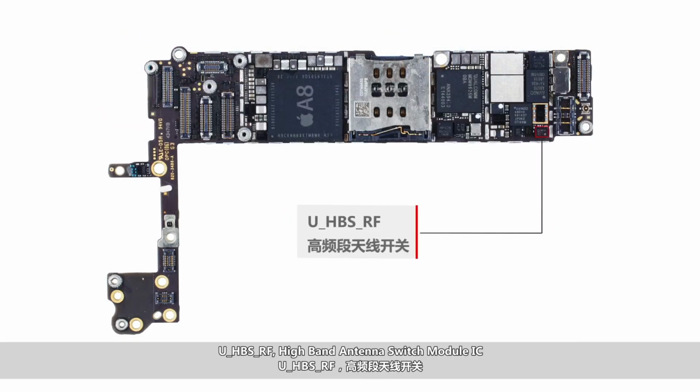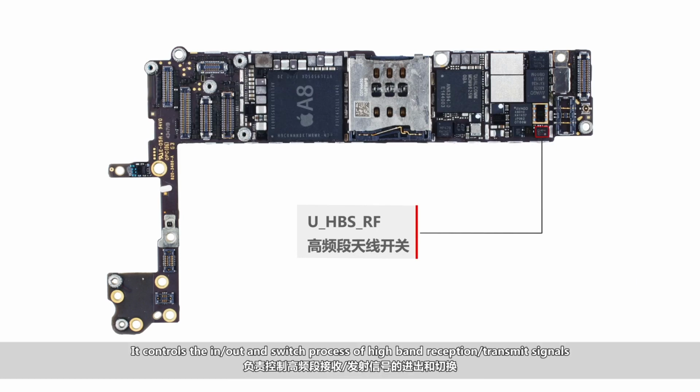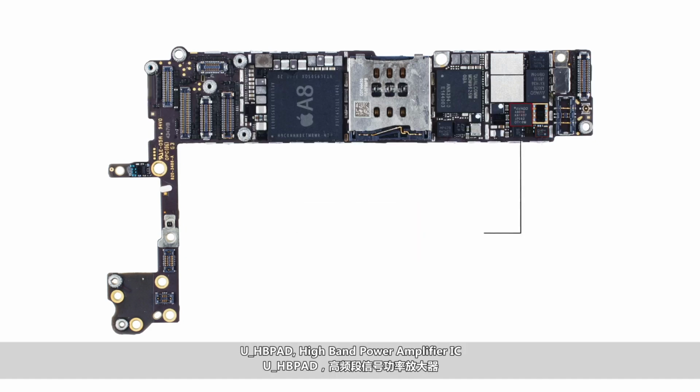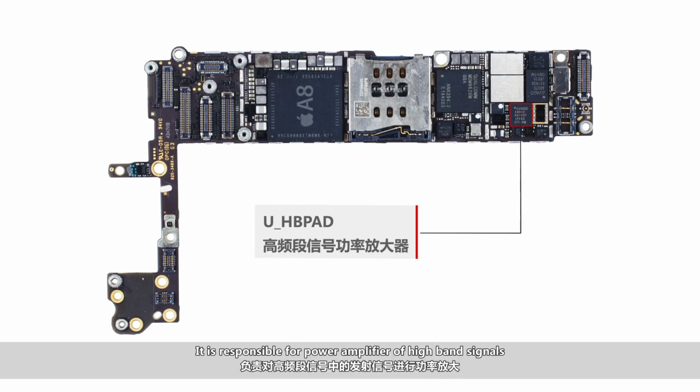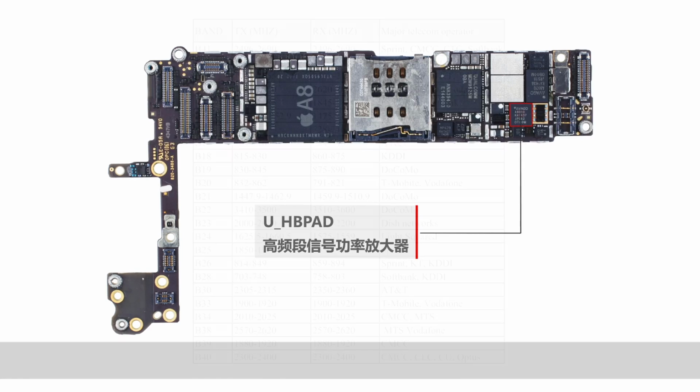UHBS-RF, high-band antenna switch module IC. It controls the in and out and switch process of high-band reception and transmit signals. UHBPAD, high-band power amplifier IC. It is responsible for power amplification of high-band signals.